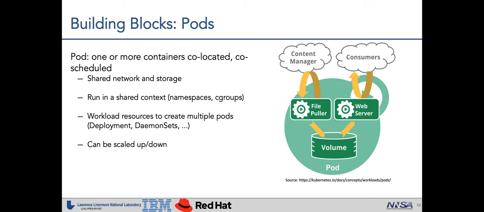So wherever this pod is scheduled, all those containers run on the same node, and they share the resources. If the pod needs a volume where to read and store data, this volume is accessible from all of the containers within that pod. Same for networking, that's all shared. They all share the same network and storage. They run in a shared context, so namespaces, cgroups, all the things that make a container, they all share those resources.